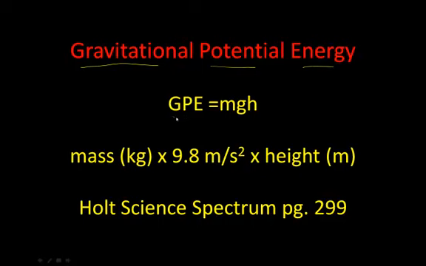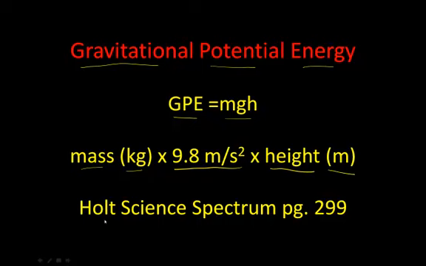The equation for this is GPE equals mgh, which you can sometimes remember a little bit better. GPE equals mgh. The mass is in kilograms. G is acceleration due to gravity, 9.8 meters per second squared. That's how fast we fall. Now the height has got to be in meters.